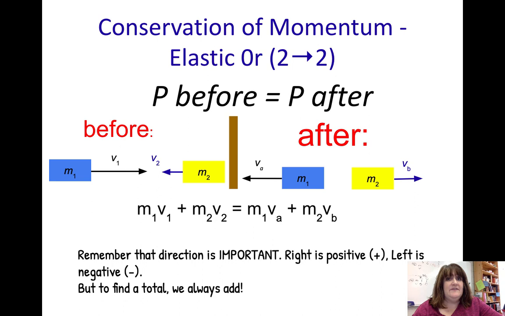Remember that note down there at the bottom of the screen. Remember, the direction is important. Anything going to the right should have a positive velocity or momentum. Anything going to the left is negative. But then when you add them, sometimes you're actually subtracting, right?